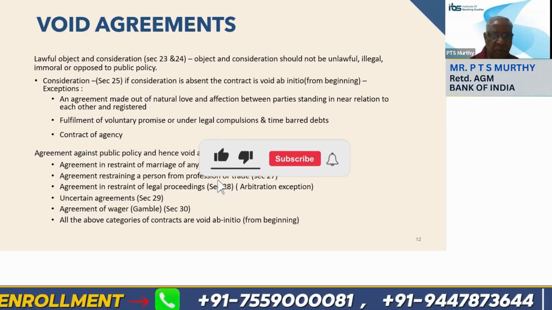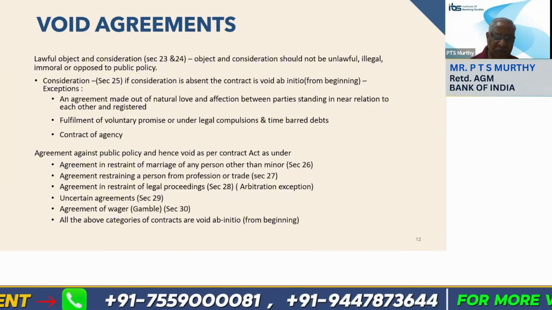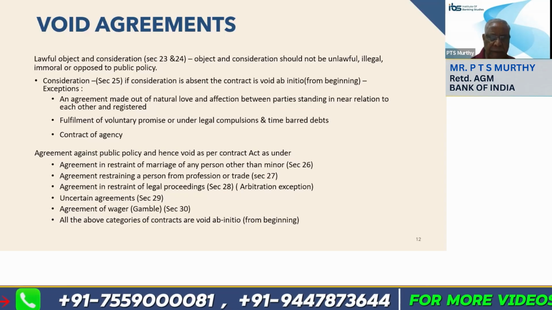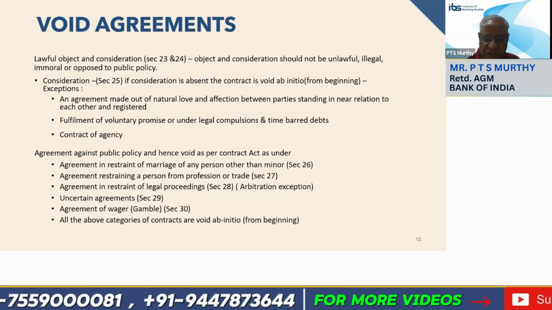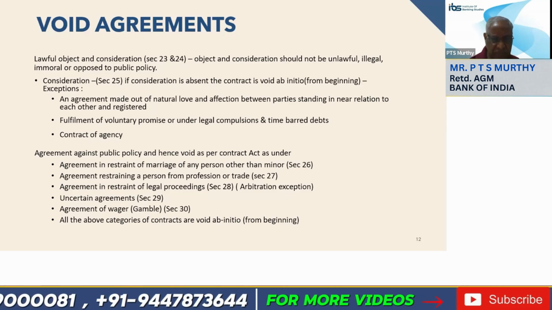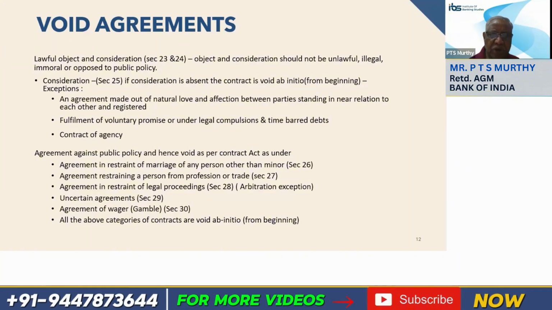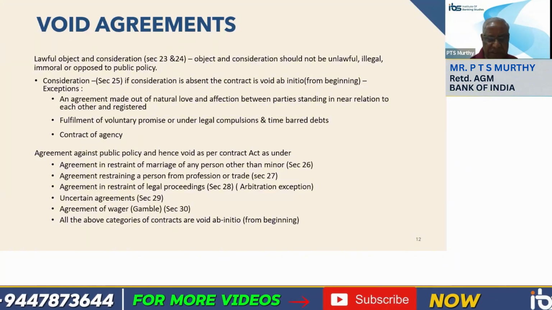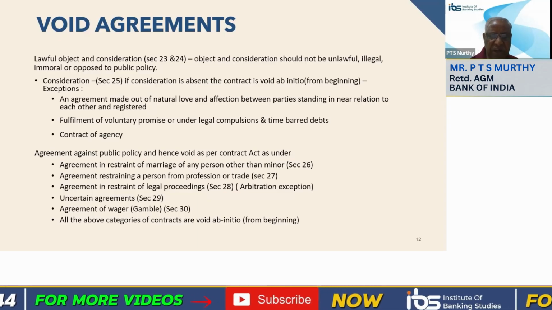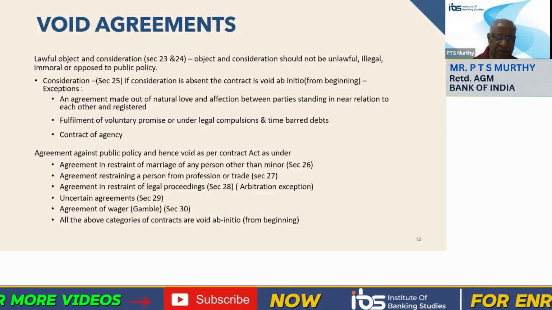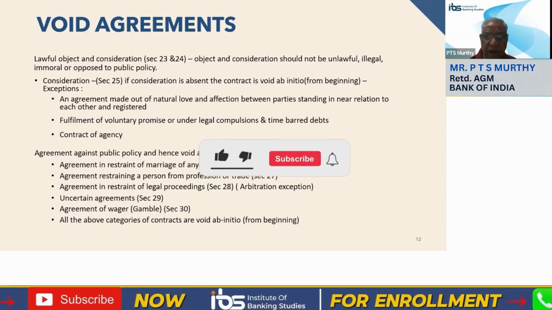For example, if somebody gets a property by legacy or inheritance, there's no money consideration there. Even though there's no consideration from the other party, it is also acceptable, but it requires registration. If we want to make that a valid agreement, we need to register such things. Secondly, when these gifts are given, it should be between close parties only, near relations.